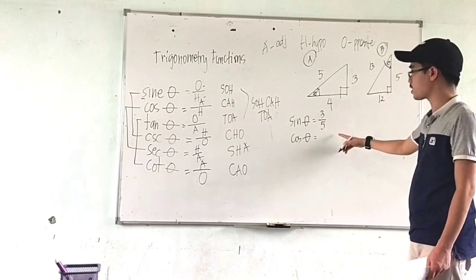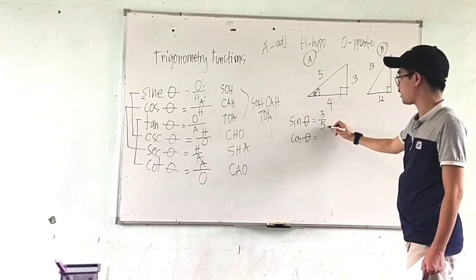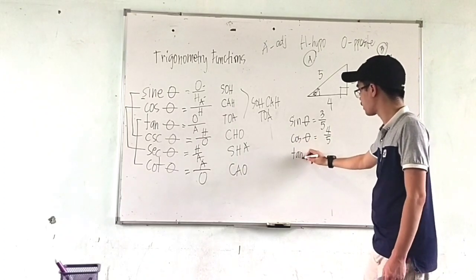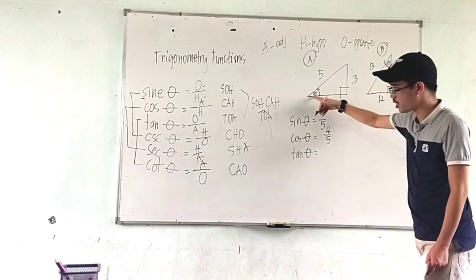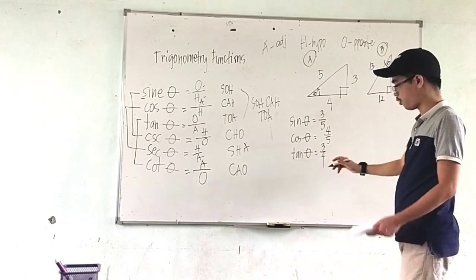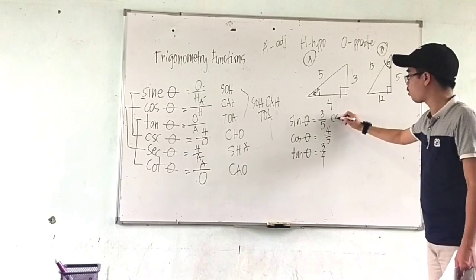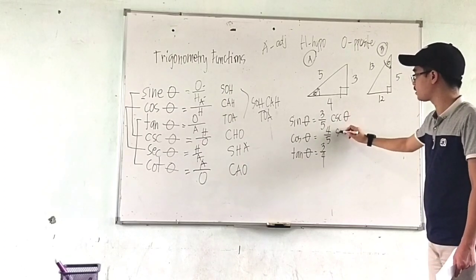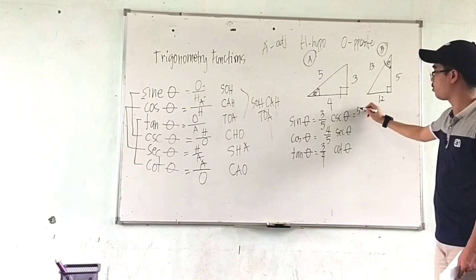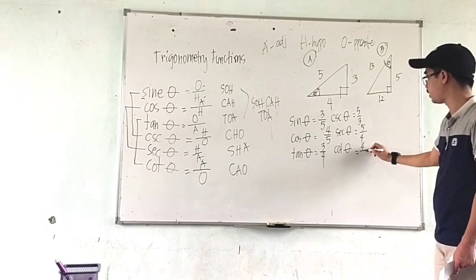Next one, we have cosine theta. So, ang sagot natin sa cosine theta is adjacent over hypotenuse. So, ang sagot natin ay 4 over 5. Okay, next one, we have tangent theta. So, ang sagot natin sa tangent, we have opposite over adjacent. 3 over 4. Okay, so, pag hinahanap naman ng cosecant, tapat-tapat na lang yan. Cosecant theta, secant theta, and cotangent theta. So, ang sagot natin, 5 over 3, 5 over 4, and 4 over 3.